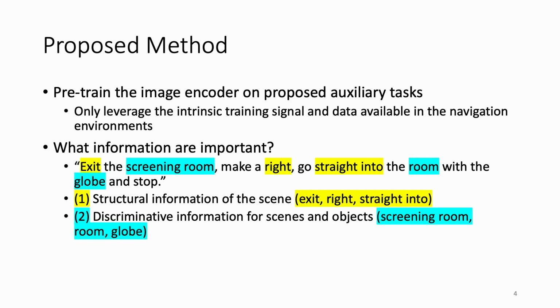To design the auxiliary tasks, we first identify what information is important for vision and language navigation. By looking at the navigation instruction, there are two kinds of important information. First, the structural information of the scene, such as exit, right, straight into. Second, the discriminative information for the scenes and objects, including screening room, and globe.